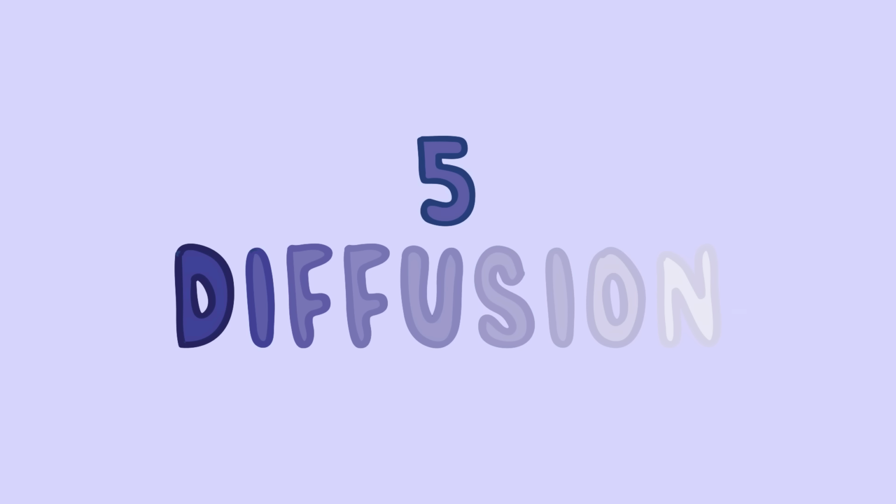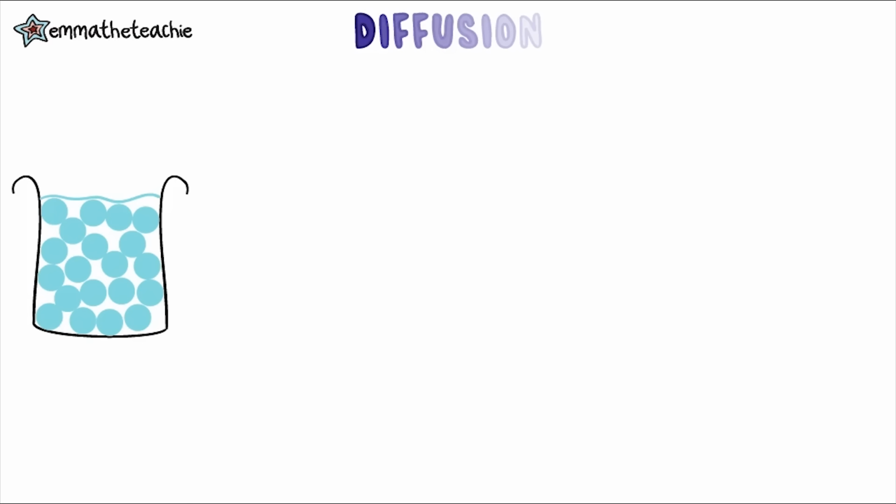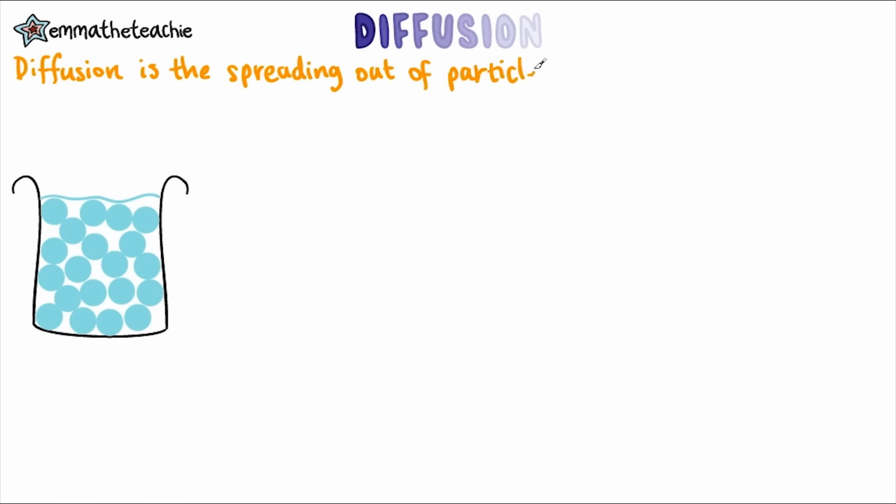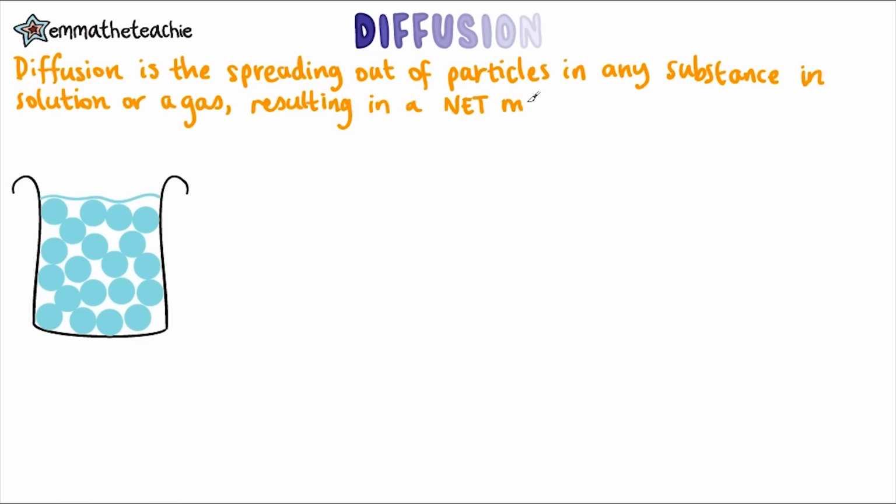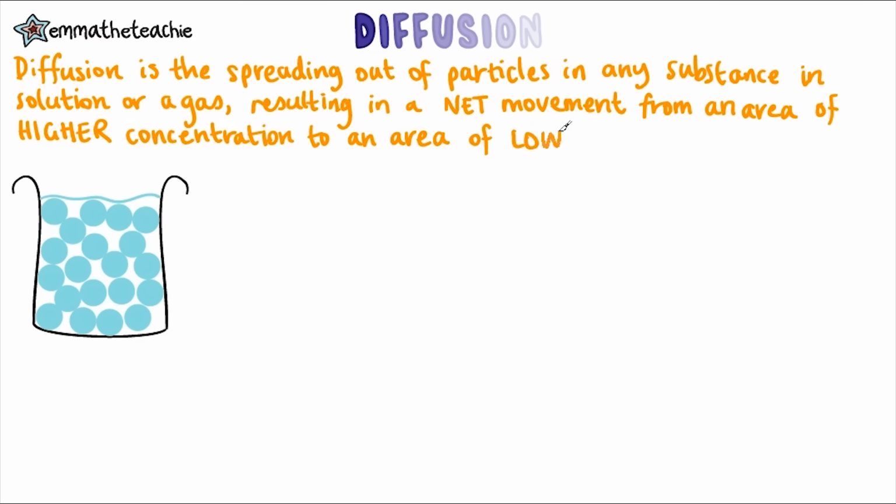5. Diffusion. Let's start with a definition. Diffusion is the spreading out of particles of any substance in solution, i.e. a liquid, or a gas, resulting in a net movement, which just means overall movement, from an area of higher concentration to an area of lower concentration.